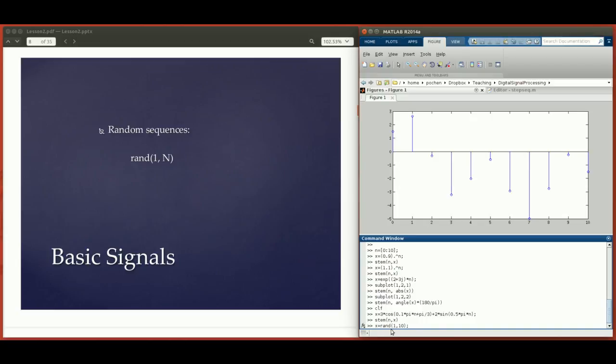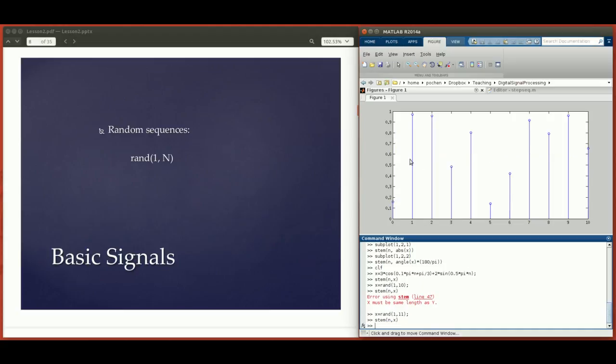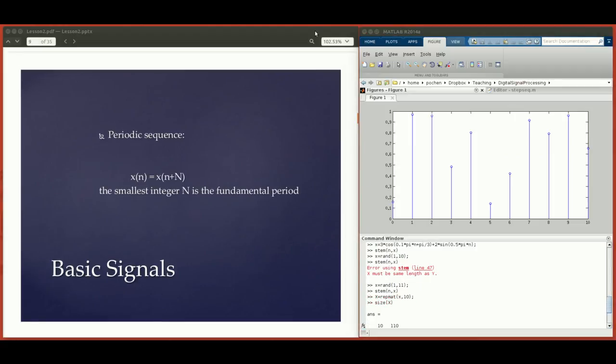So it's a one row, 10 column, random vector. And then if I want to do stem in x, no, sorry, it's probably 11, I think. It's a sequence of random numbers. Before we talk about the operations that we can apply on those signals, let's look at one more basic sequence.